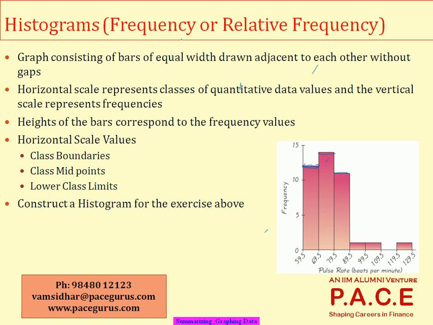Some things to keep in mind while creating a histogram: the bars have to have equal width, and they should be drawn adjacent to each other, with no gaps. You see the picture here? The different bars are drawn with equal width. The class width was 10, and they are drawn adjacent, with no gaps.